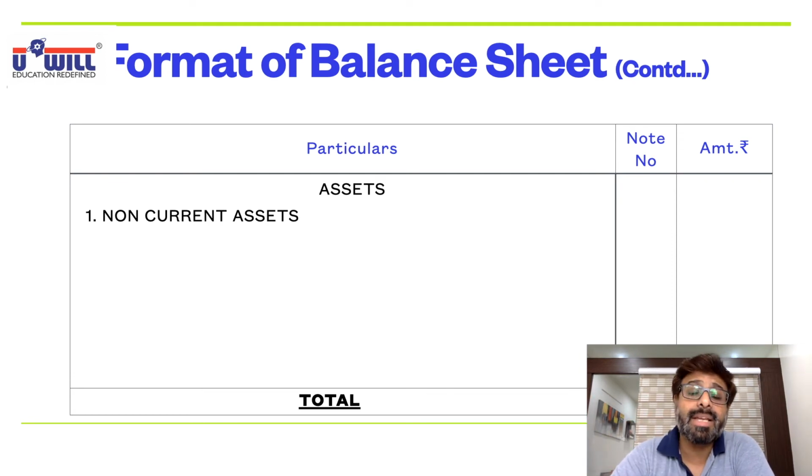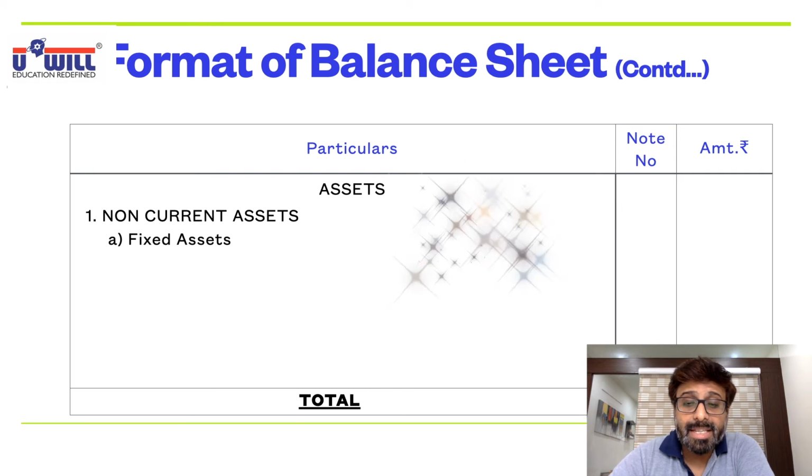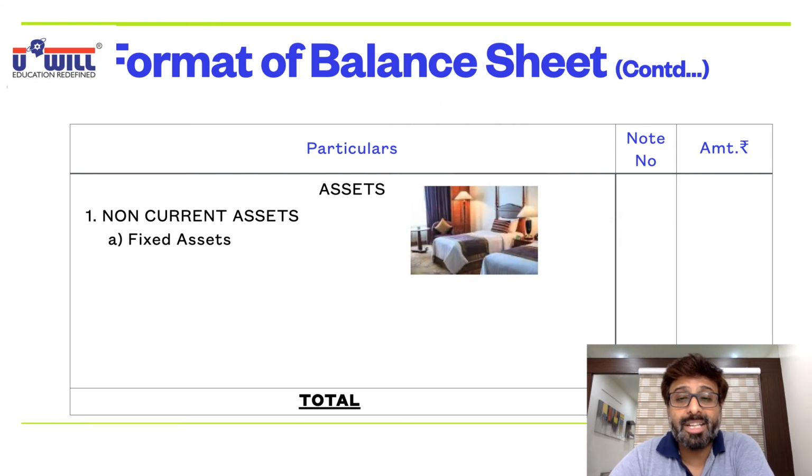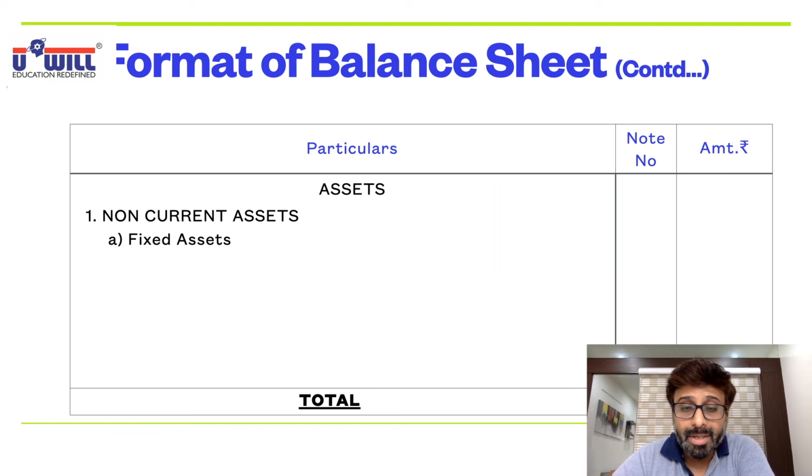Now non-current means those assets which stay in the business for long period of time. So they will include fixed assets. Fixed assets like in case of hotels, furnitures, fixtures, beds, tables, swimming pool accessories, all those things. Okay, the hotel building itself, they are fixed assets which stay in the business for a long period of time.